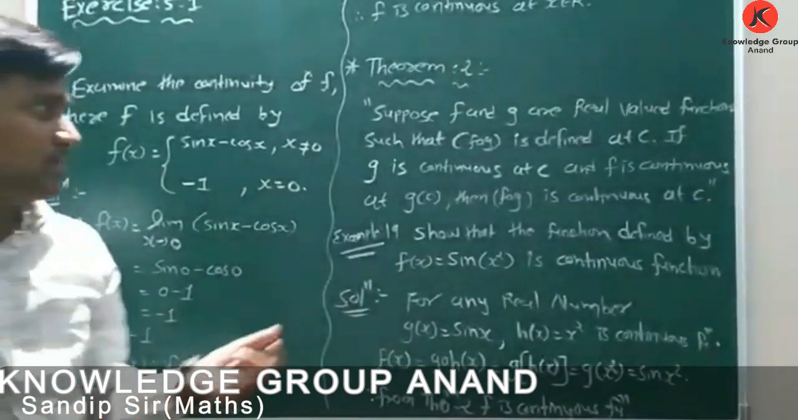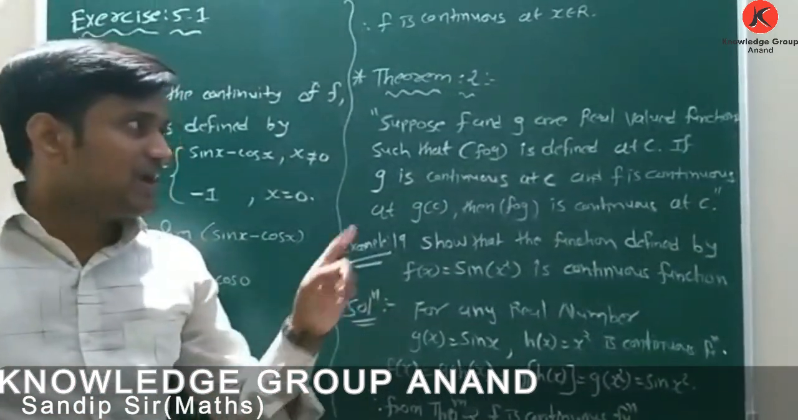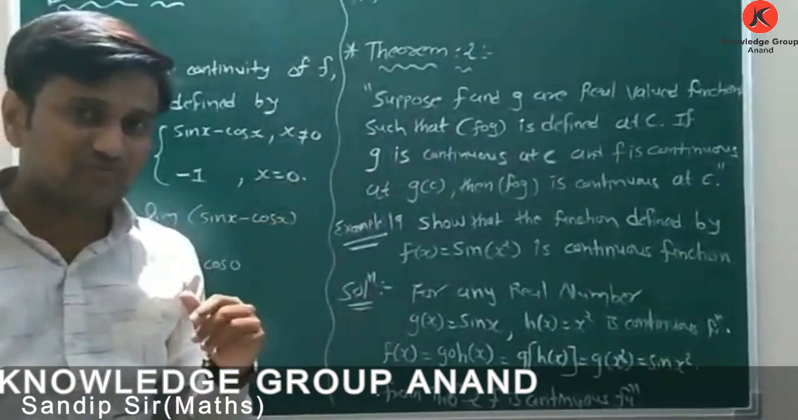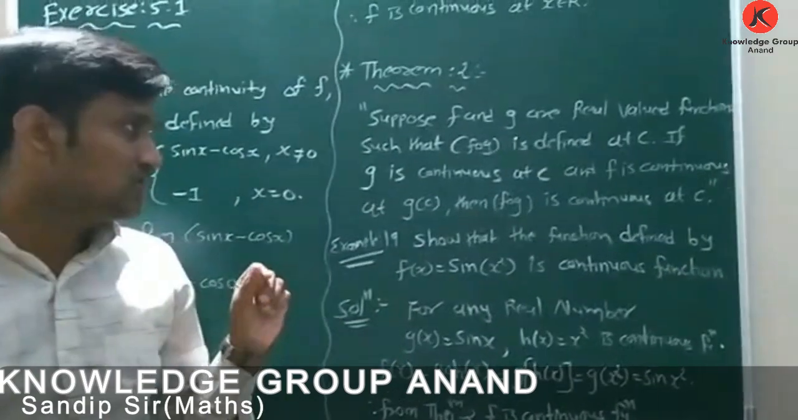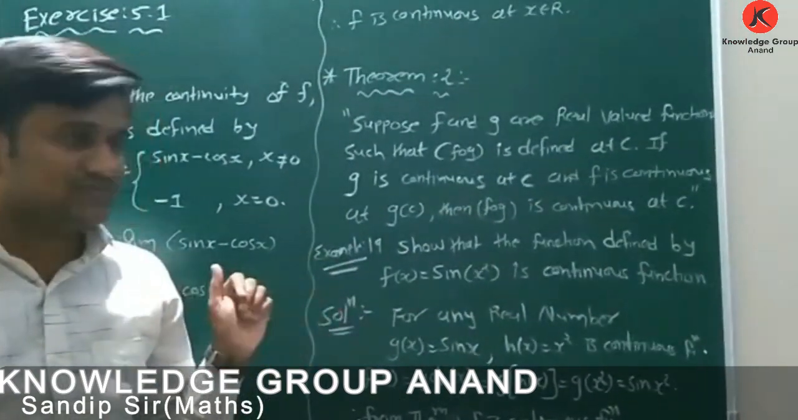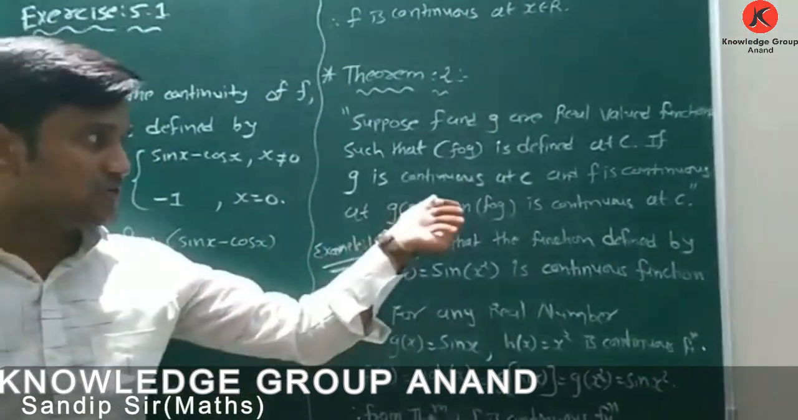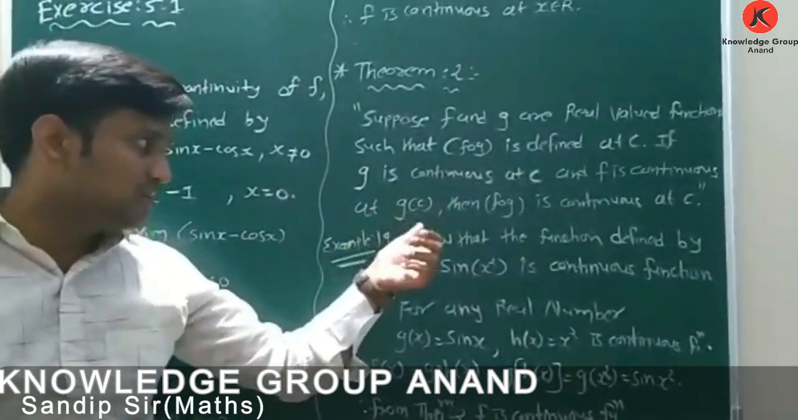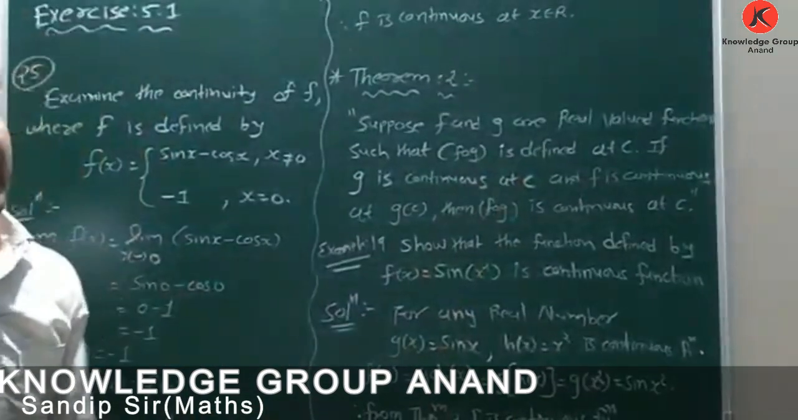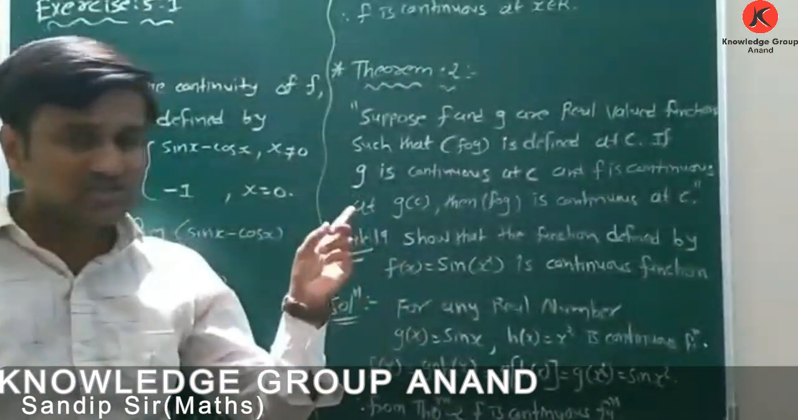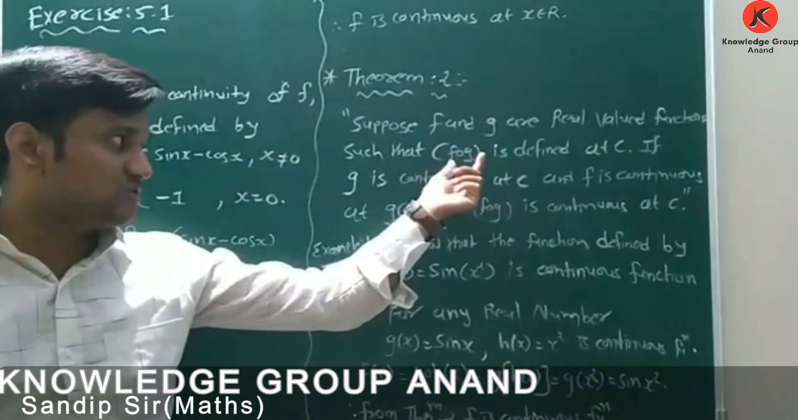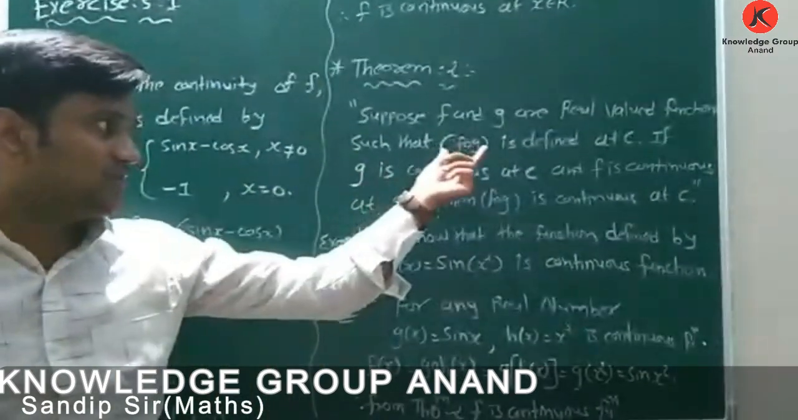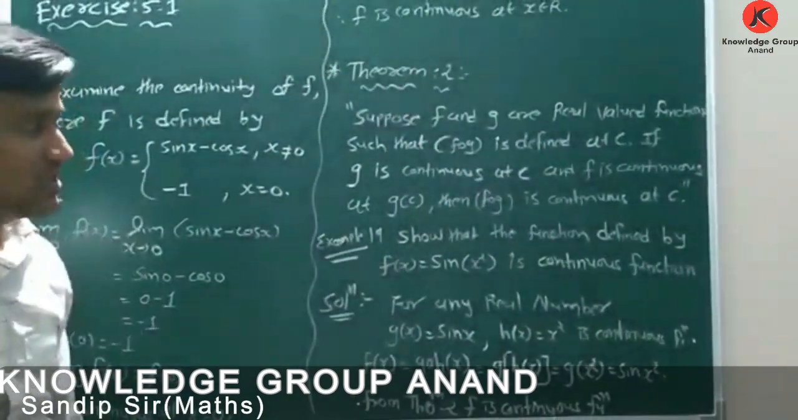Theorem number 2. Suppose f and g are real valued functions such that f o g, the composition function f composition of g, is defined at c. If g is continuous at c and f is continuous at g of c, then f o g is continuous at c. That means f and g both are composition functions, and if f is continuous as well as g is continuous, then we can say that f of g is a continuous function.